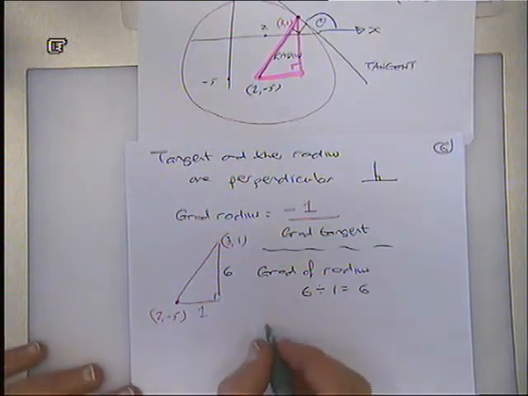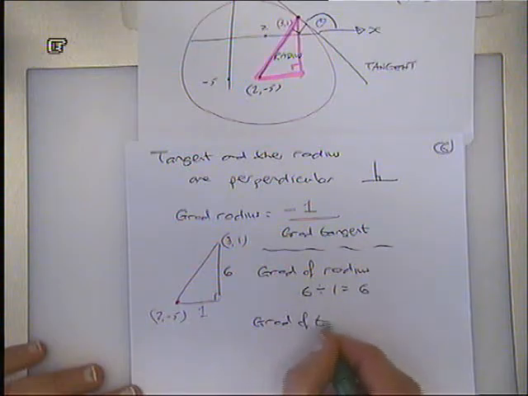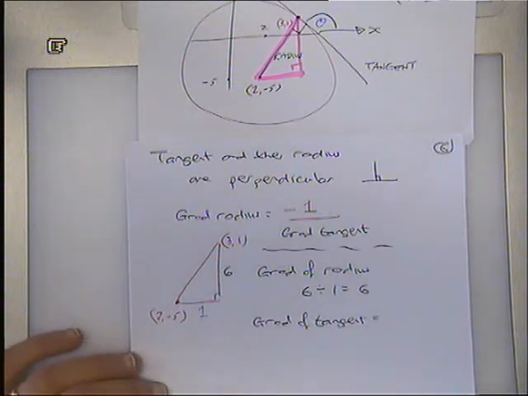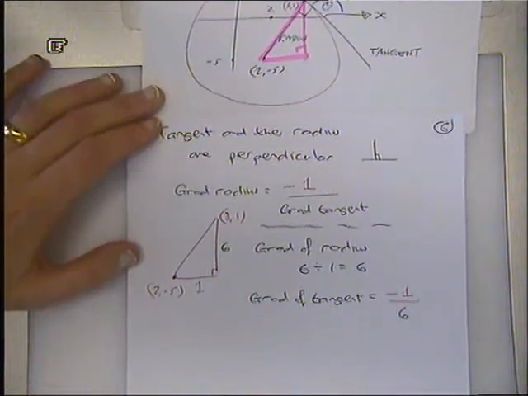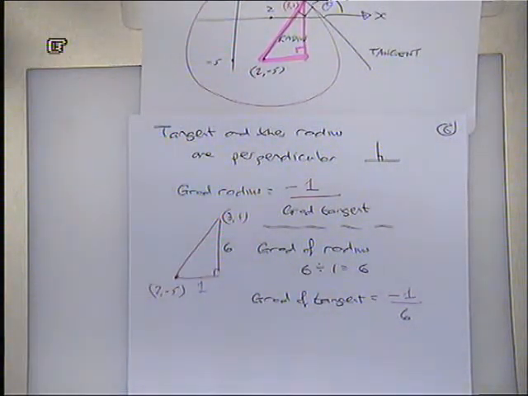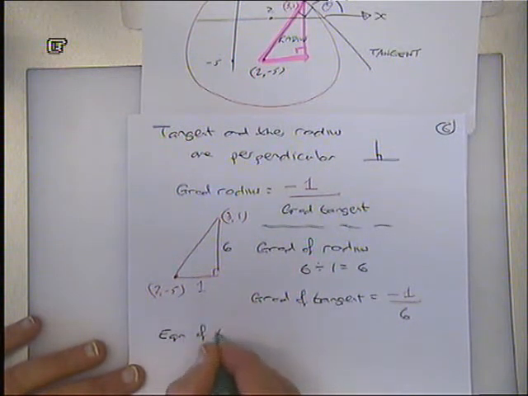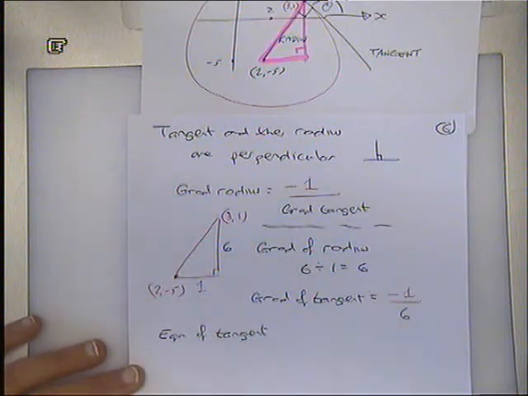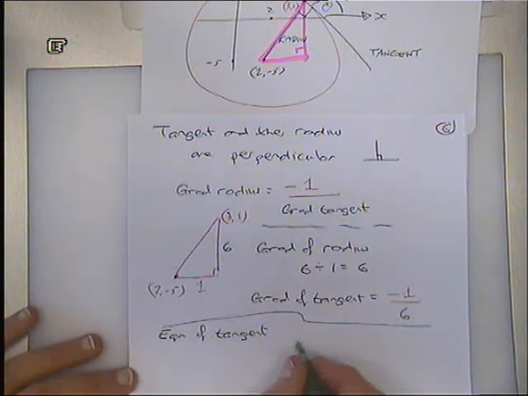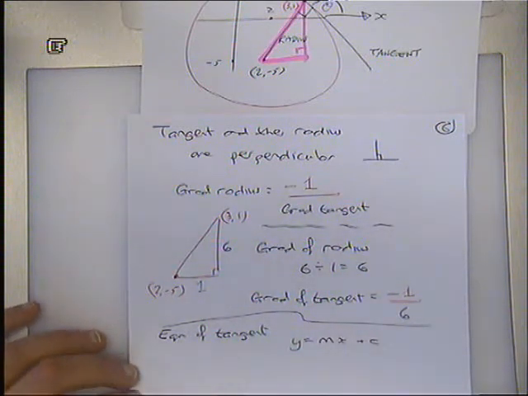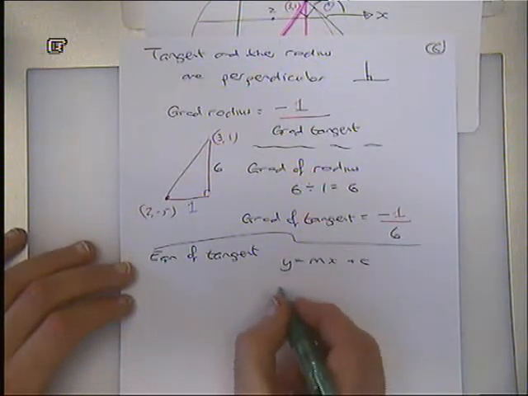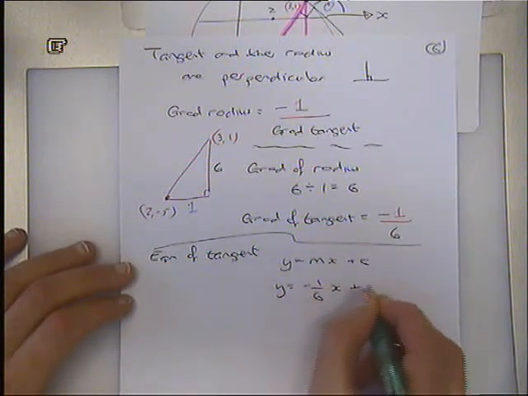So going from what we had a minute ago, the gradient of the tangent, because they're perpendicular, will be minus 1 over that 6. So it will be minus 1/6. That's the gradient of the tangent. And now we're trying to find the equation of the tangent. So, what will the equation of the tangent look like? What does any straight line equation generally look like? Y equals mx plus c. And what have I just found? M. So y equals minus 1/6 x plus c.